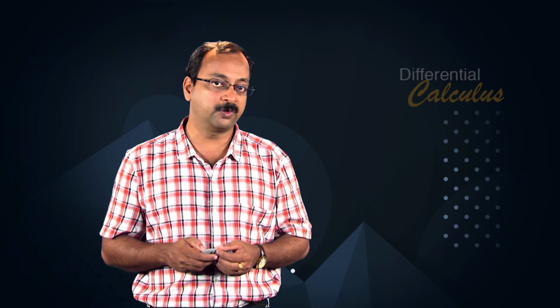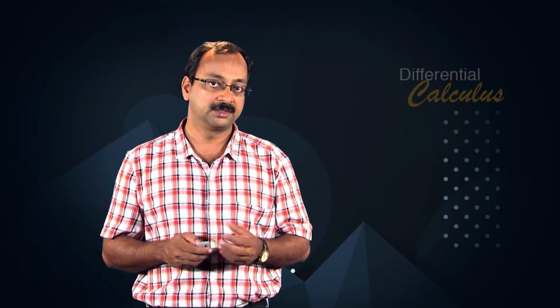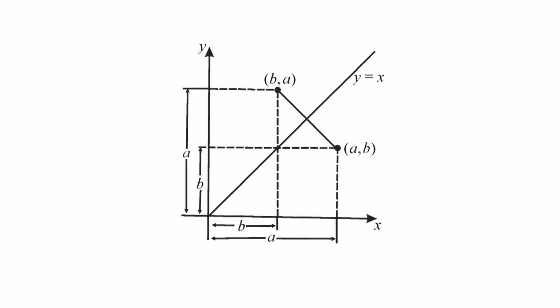If ordered pair (a, b) is a point on the graph of y equals f(x), then b equals f(a), or equivalently a equals f inverse of b. This means that ordered pair (b, a) is a point on the graph of y equals f inverse of x. This shows that reversing the coordinates of a point on the graph of f produces a point on the graph of f inverse.